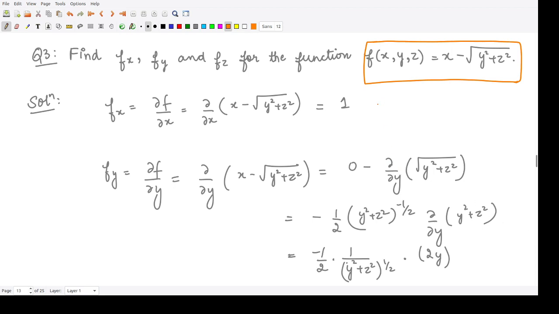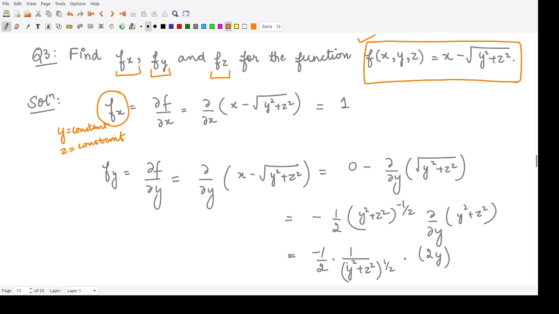In this we have to calculate the partial derivative of f with respect to x, with respect to y, and with respect to z for this particular function f of x, y, z, which is equal to x minus square root of y square plus z square. So firstly, when you calculate the partial derivative with respect to x, you will keep y as constant and you will also keep z as constant.